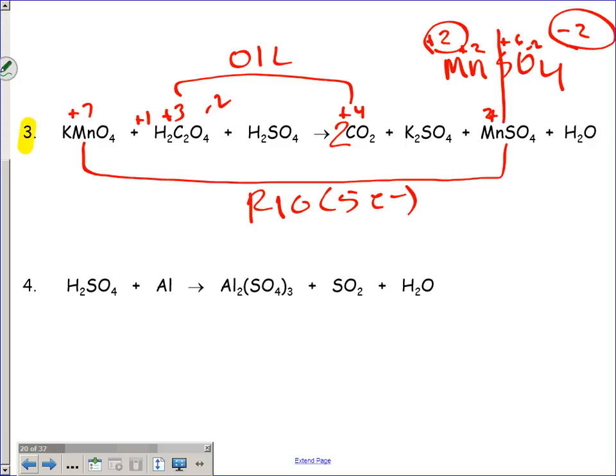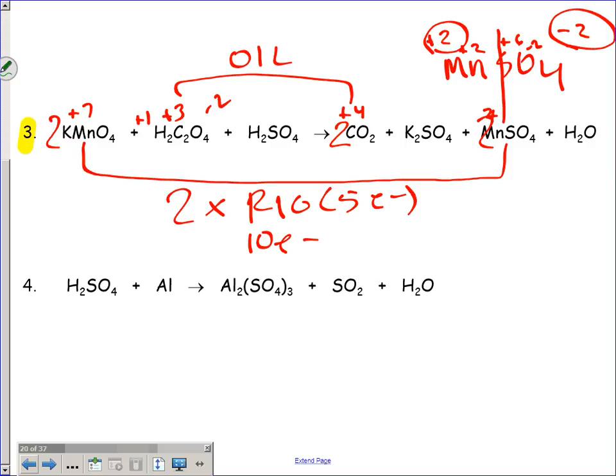Anybody? Give me your best shot here. So we put a 2 there, right? If we put a 2 here and here, how many electrons total are transferred here? 10. So 5 electrons was transferred in the manganese to manganese, and now I've doubled that, right? So I put the multiplier of 2 here to give us 10 total electrons transferred.